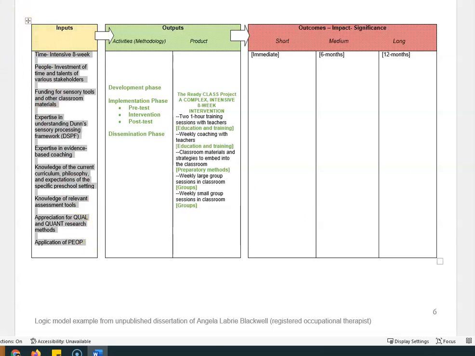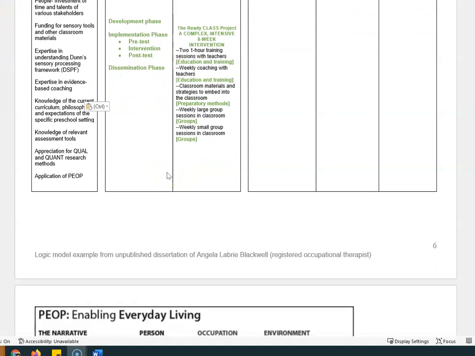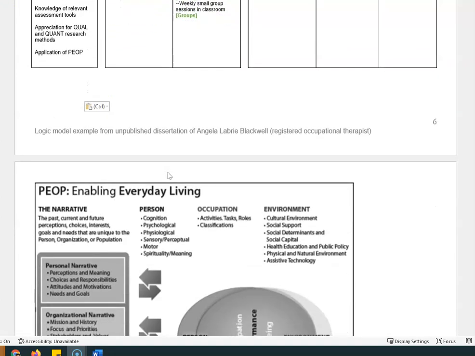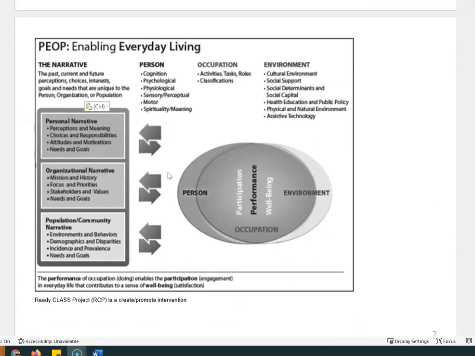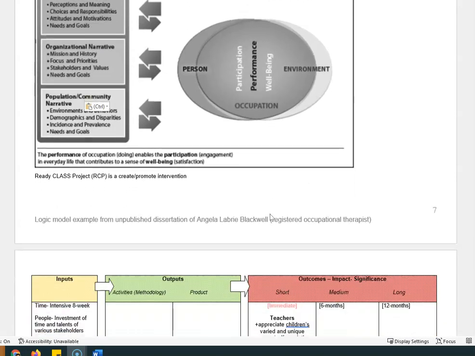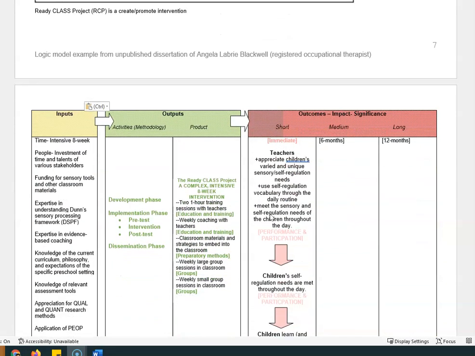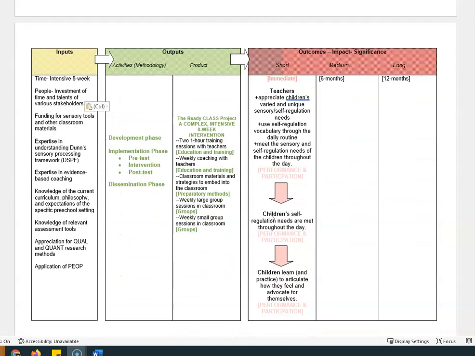All right, let's move on to the next segment, which is outcomes. To think about outcomes, we return to PEOP. The major outcomes of PEOP are performance, participation, and well-being. You see them reflected on this visual schema. These are also reflected in our practice framework as some of the main outcomes of OT intervention.